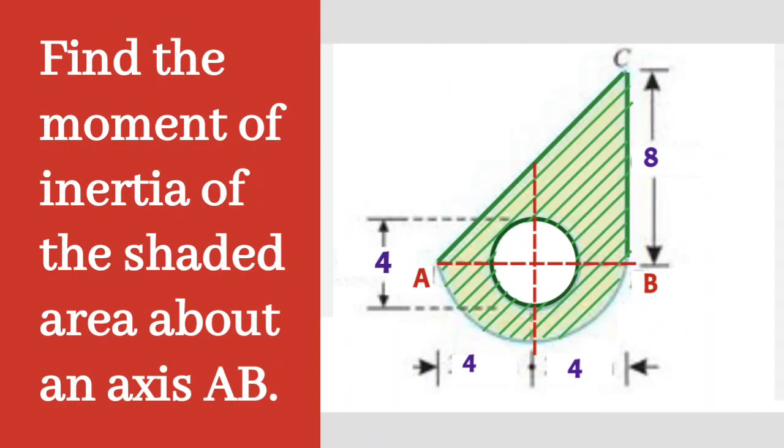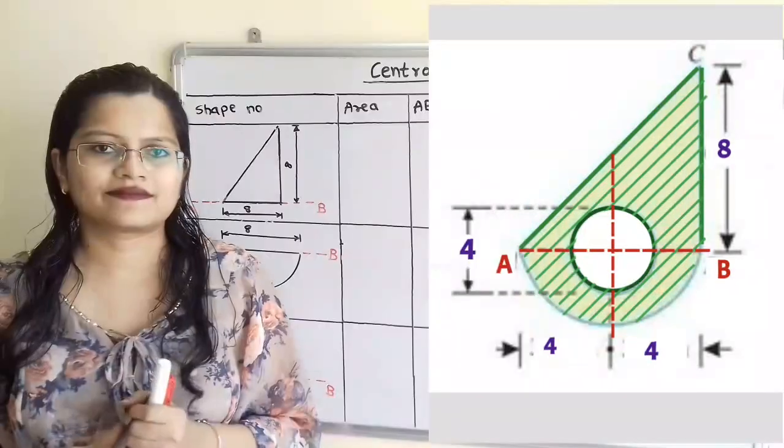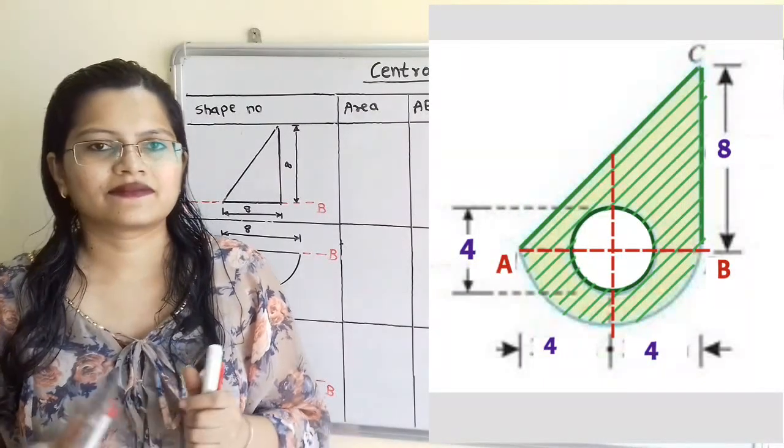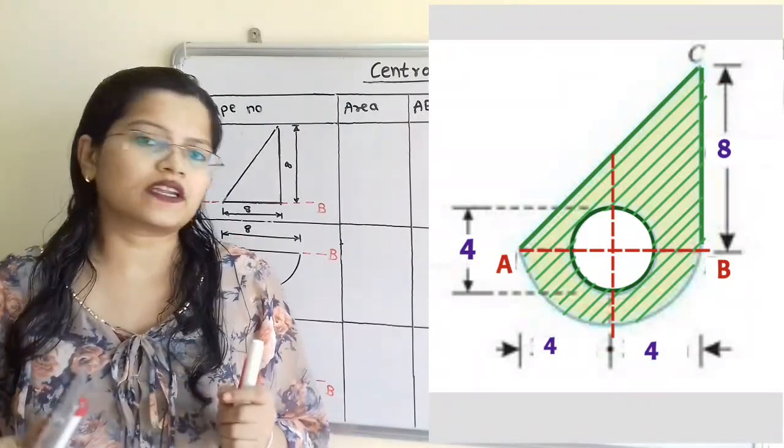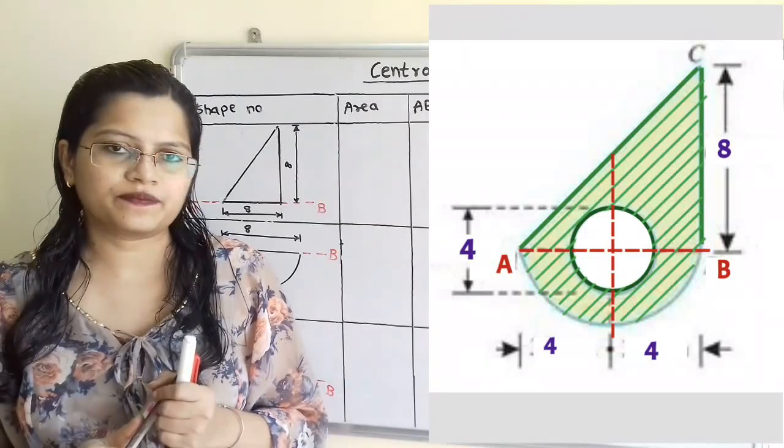Given question, find the moment of inertia of the shaded area about the axis AB. In this question, we have to find out the moment of inertia of the shaded area.